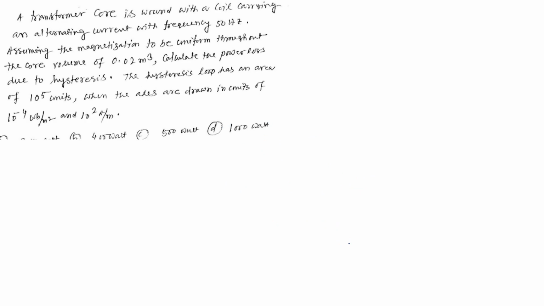Let us go to the last problem. A transformer core is wound with a coil carrying an alternating current with a frequency of 50 Hz. Assume the magnetization is uniform throughout the core volume of 0.02 meter cube. Calculate the power loss due to hysteresis. The hysteresis loop has an area of 10.5 units and 10 to the power 5 units, when the axes are drawn in units of 10 to the power minus 4 weber per meter square and 10 square ampere per meter. So the energy loss per unit volume during each cycle will be the area of the loop.